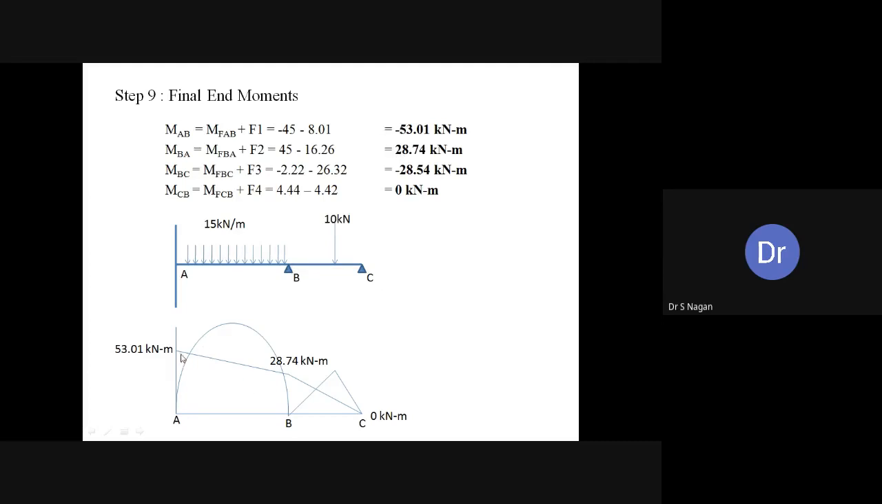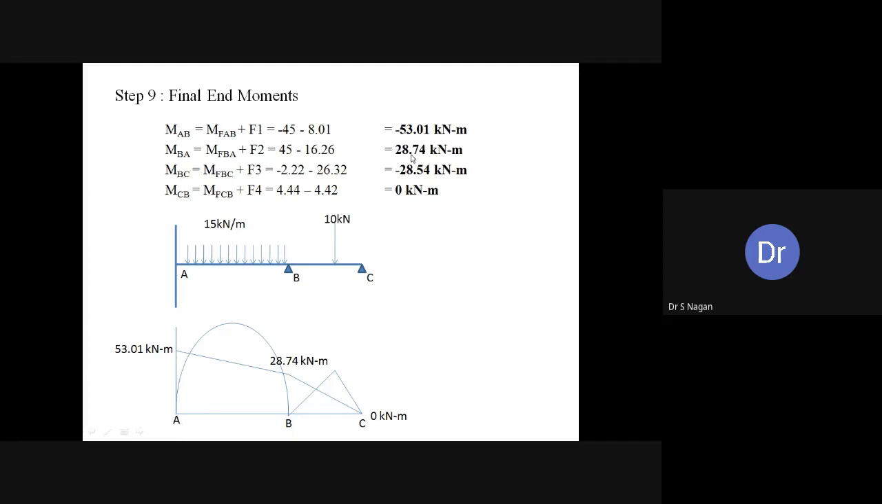So here, at A, we have minus 53.01. Therefore, apply an anti-clockwise moment here and see where the beam will be pushed, whether up or down. If I apply an anti-clockwise moment, the beam will go upward. Therefore, mark this 53.01 upward.